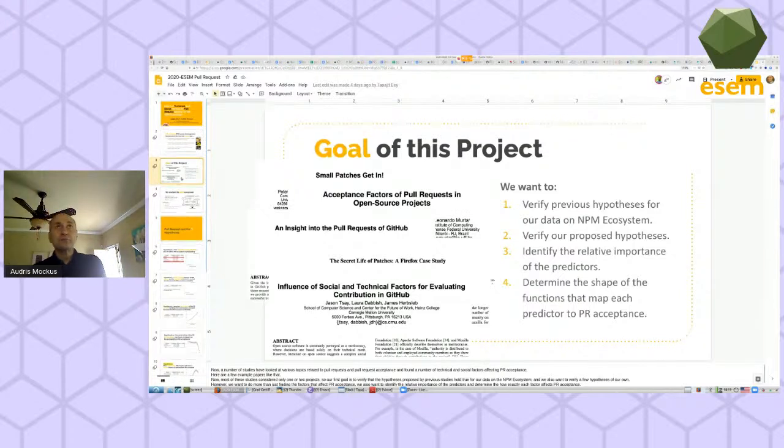So we want to first verify previous work, extensive work in this area, but we wanted to focus specifically on the NPM ecosystem and see if the previous models of PR acceptance work. We wanted to check our hypotheses and also identify the relative importance of each predictor. If you were to do something, what should you pay attention to, either from the maintainer's perspective or the PR contributor's perspective? And then try to understand if some of these measures that are predictors of PR acceptance really linearly increase the chances of acceptance, or maybe too much of something is really bad, and there's maybe a U-shaped or inverted U-shape.